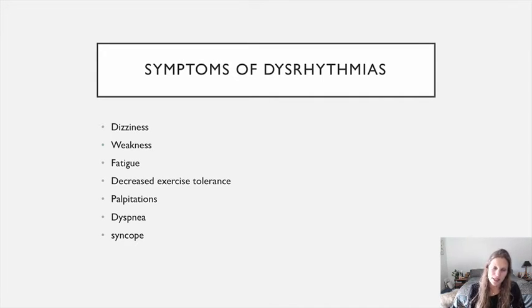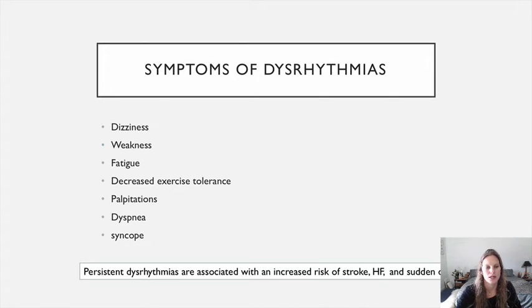Some are asymptomatic, but if there are symptoms, they generally are going to be things like dizziness, weakness, fatigue, intolerance to exercise, heart palpitations, shortness of breath, and syncope, which is fainting. So those are symptoms of dysrhythmias. Again, keeping in mind that not all dysrhythmias are going to produce symptoms.